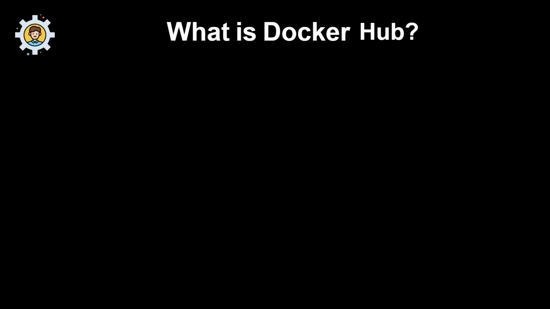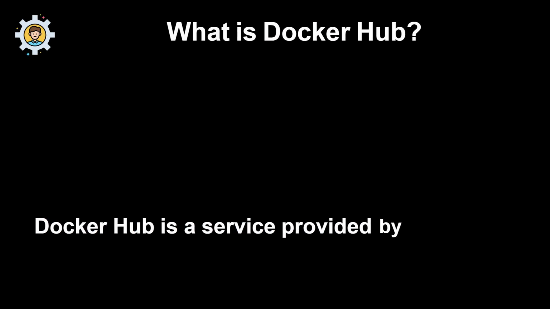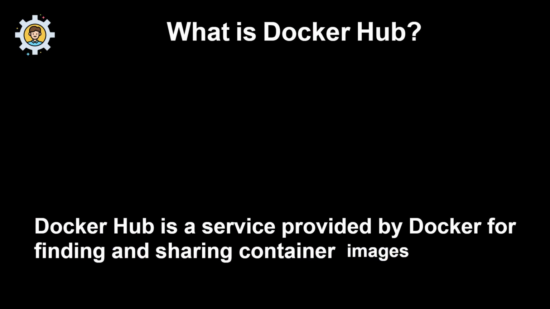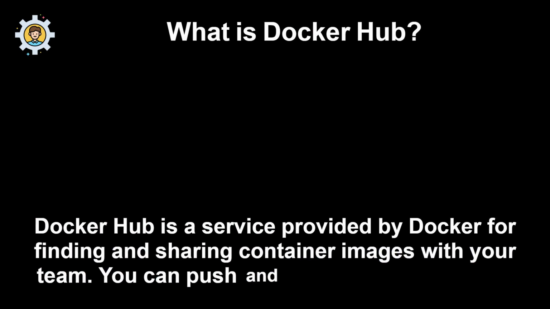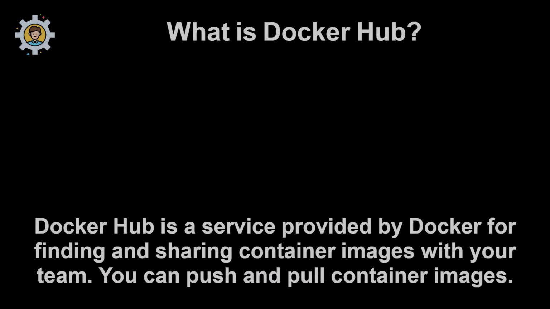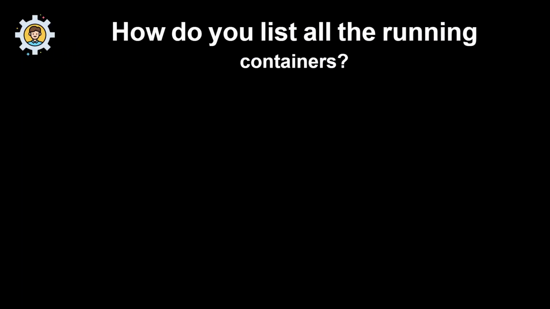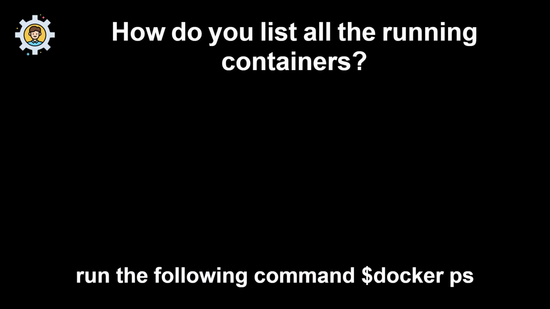What is Docker Hub? Docker Hub is a service provided by Docker for finding and sharing container images with your team. You can push and pull container images. How do you list all the running containers? Run the following command: $ docker ps.